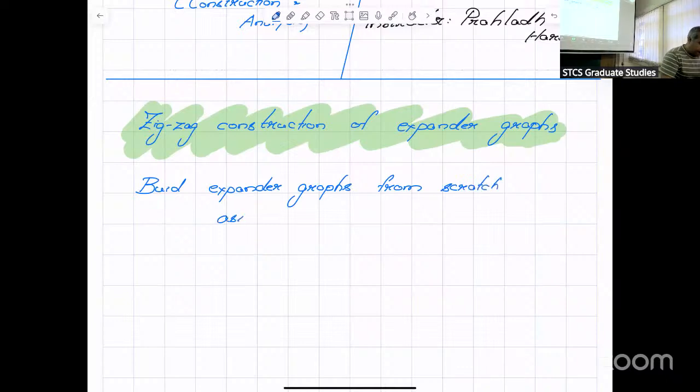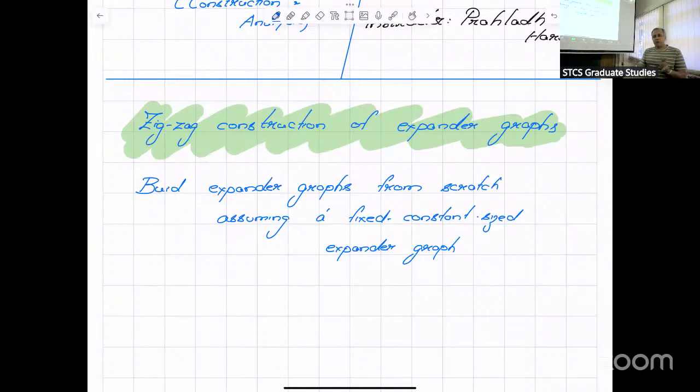Assuming a fixed constant size expander graph, suppose we have an expander graph on, say, 10 vertices or 20 vertices. We'll take this as a starting point and see how we can construct expander graphs on more and more vertices. We won't be able to construct it for every n, but for infinitely many large enough n, we'll construct an expander graph.